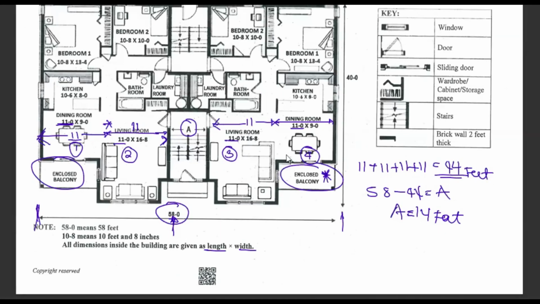All the dimensions of the building are given as length by width. So here, this side is supposed to be from this up to here. This is the 16. But the 11 is from here up to there. We take this 11 here, another 11 here, another 11, another 11. Then we get the 44.